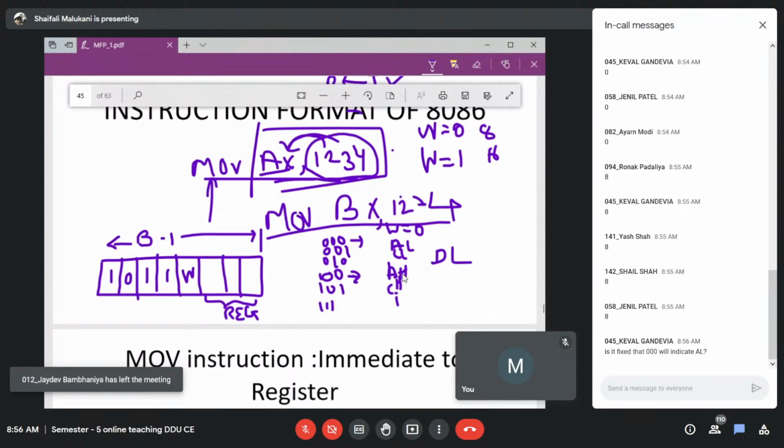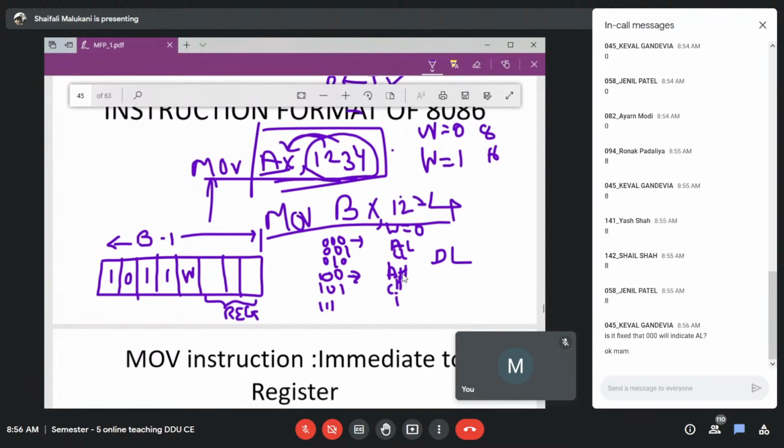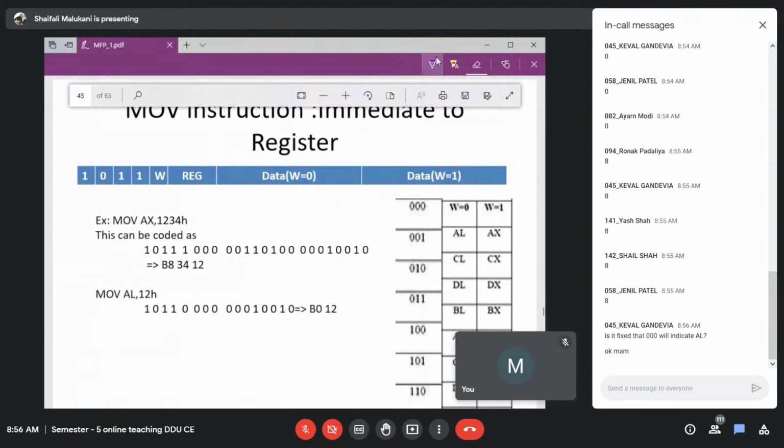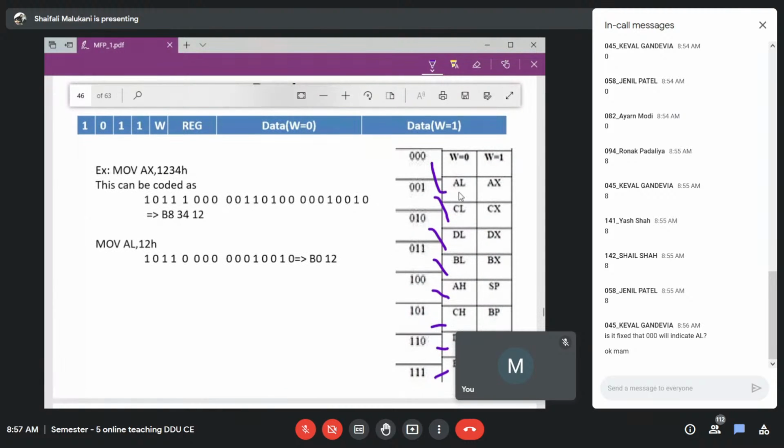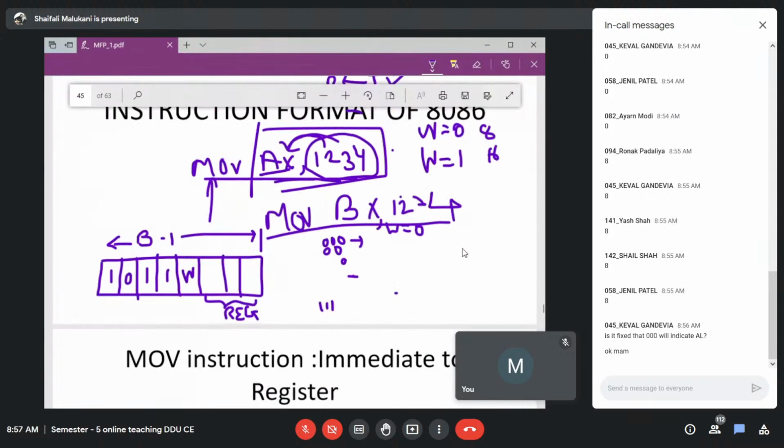If your machine encounters 000, then it is AL. It is a fixed value; you cannot alter this. Same way, if you go for 011, it is BL, and 111 is for BH. I can show you that properly if you want to see. This is not properly written, but anyway, it is written here. Consider it like this: 000 AL, 001 CL, 010 DL, so on, right?